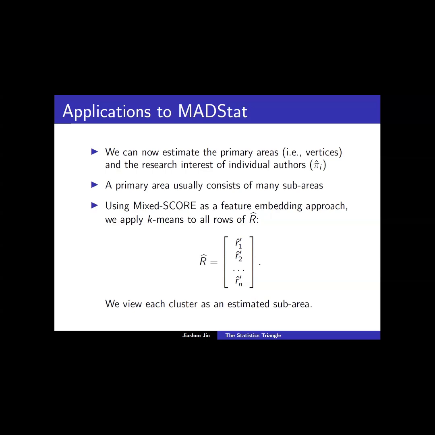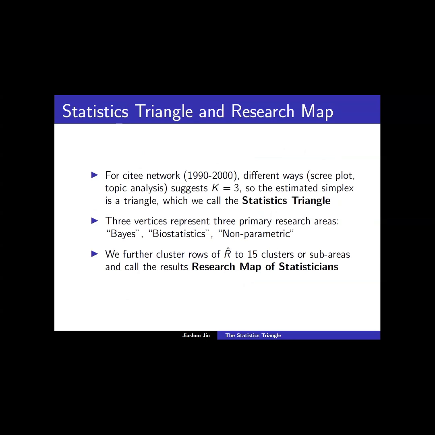Now the main question: how do you decide 3 and 15? This is the most time-consuming process. We tried k from 2 to 15, and for each k we run the Mixed-SCORE algorithm, which shows you the simplex. For example, when k equals 2, it corresponds to a line segment. If k equals 3, then k minus 1 is 2, so it's a triangle, and so on. For each simplex, you can compute the authors closest to each of the vertices.